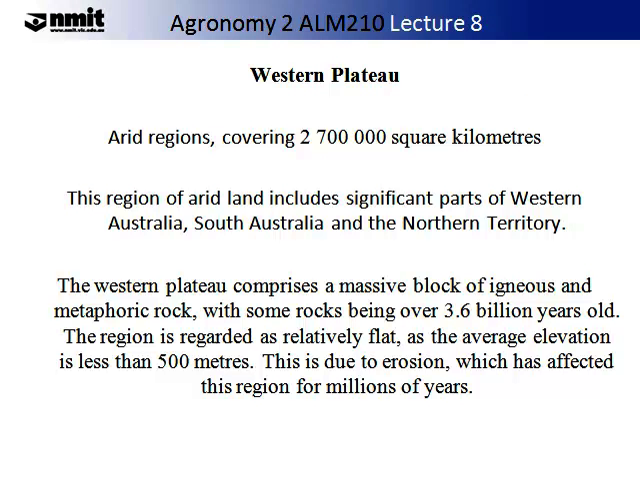The Western Plateau topographic region covers approximately 1/3 of the continent. It is a region of arid lands which includes significant parts of Western Australia, South Australia and the Northern Territory. The Western Plateau comprises a massive block of igneous and metamorphic rock, with some rocks being over 3.6 billion years old. The region is regarded as relatively flat, as the average elevation is less than 500 meters. This is due to extensive erosion which has occurred for millions of years.